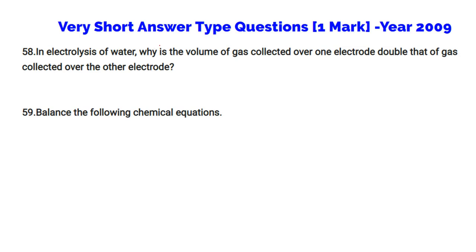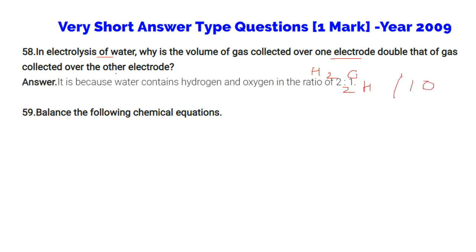In electrolysis of water, why is the volume of gas collected over one electrode double that of gas collected over the other electrode? So water is what? H2O, 2H and 1O. That is why. This is because water contains hydrogen and oxygen in the ratio 2:1, as I suggested here.